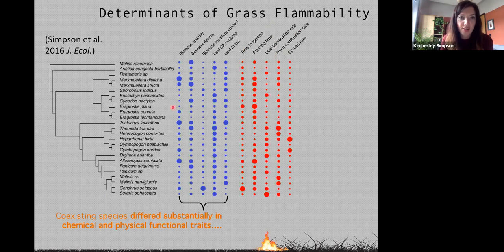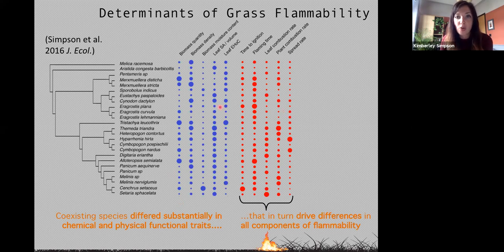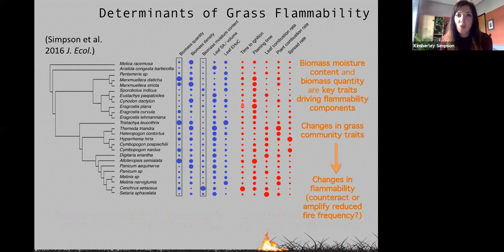What I found is that these 25 coexisting species differed substantially in the traits that I'd measured, and that these in turn were driving really big differences in all of these components of flammability. What was really key in terms of traits was biomass moisture content and biomass quantity. These were the key traits driving these differences in flammability components.